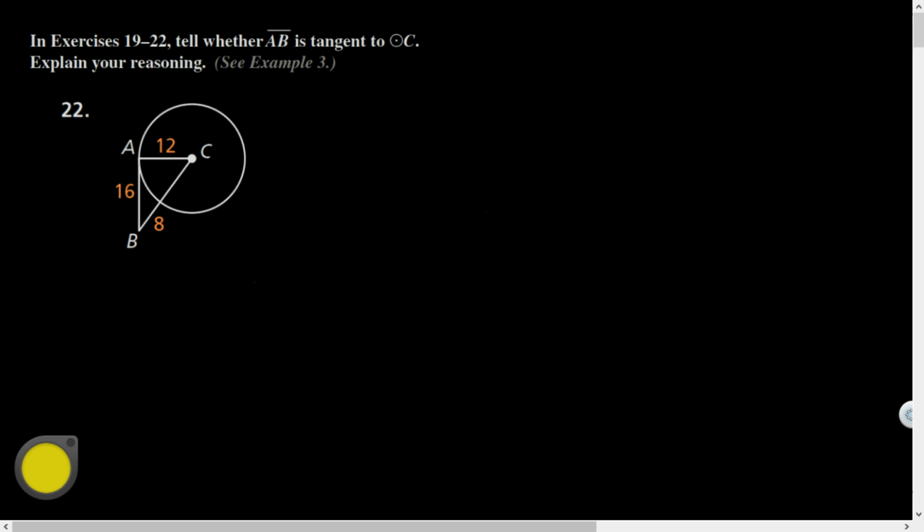10.1, homework. I skipped the first few problems because I felt like it, and they seemed more vocabulary-based. Let's just do number 22. It says, tell whether AB is tangent to circle C. Explain your reasoning. So if I could prove that this is a right angle, then I would be able to show that it is tangent using our new theorem 10.1.